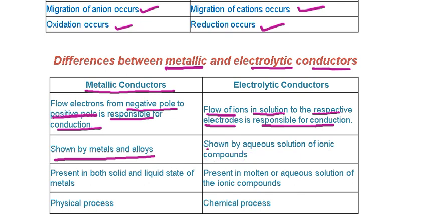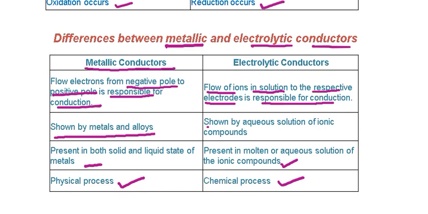There is no requirement to explain, it is just refreshing your knowledge. Metallic conductors are present in both the solid and liquid state of the metal. Electrolytic conductors are present in the molten or aqueous solution of the ionic compound. It's always found in ionic compounds. And the metallic conduction is a physical process, and the electrolytic conduction is a chemical process. I hope that all of you got it.